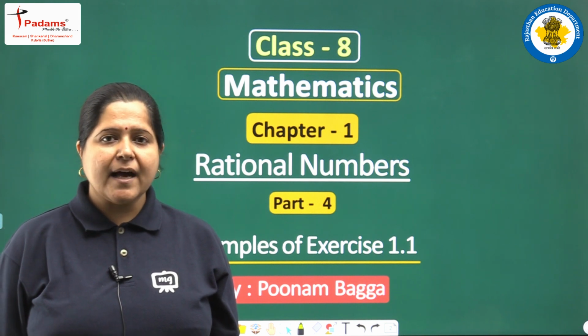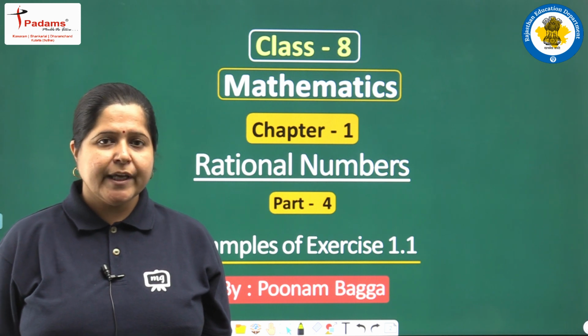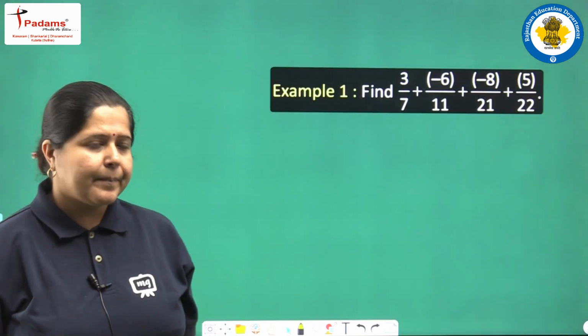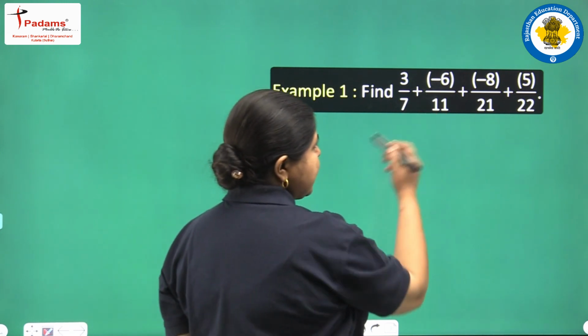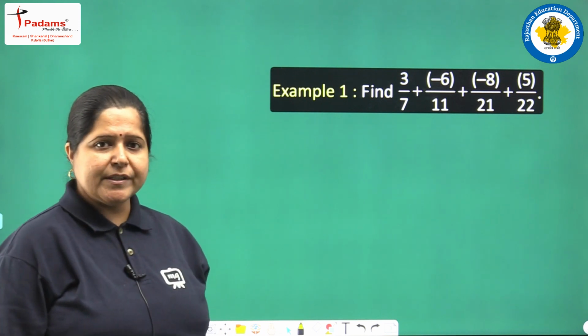In our previous class, we had learnt the properties of rational numbers. Today, we will be using those properties to solve some of the examples. Here is the first one. Find 3 by 7 plus minus 6 by 11 plus minus 8 by 21 plus 5 by 22.